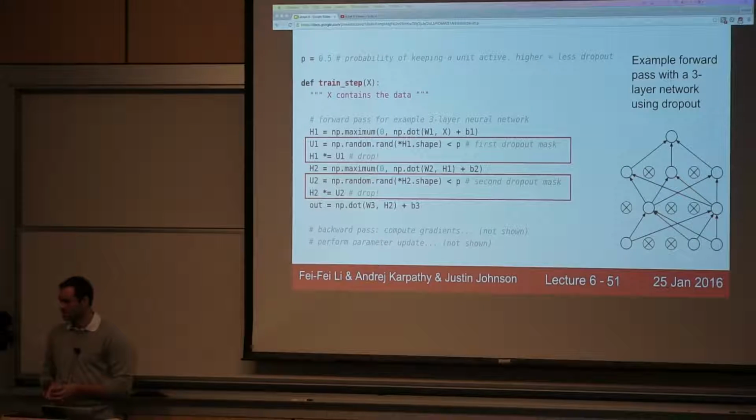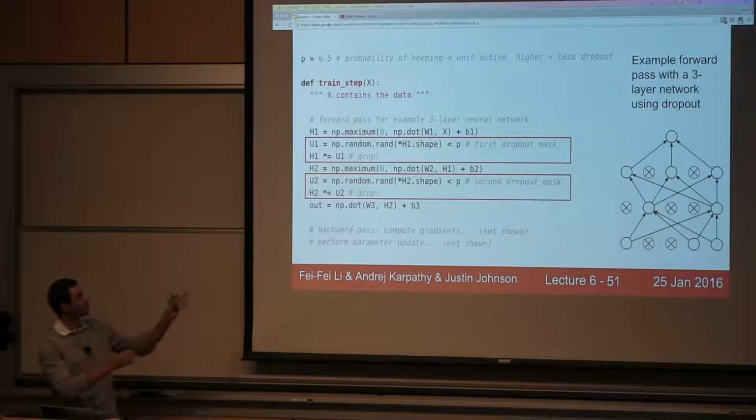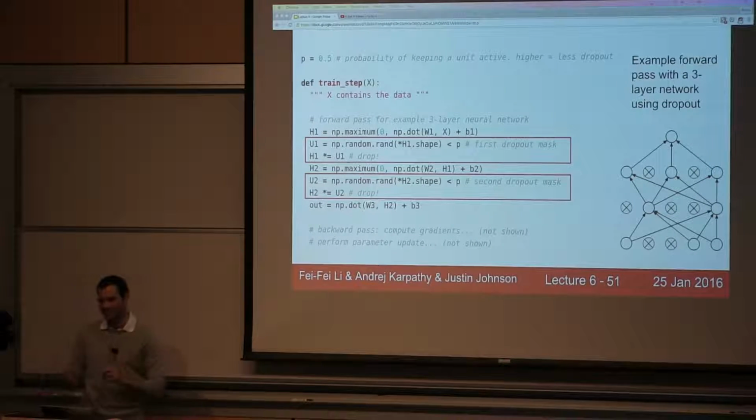But is there a potential algorithm to precisely choose the good ones? Oh, I see. So your question is, can we somehow cleverly choose the binary mask in a way that best optimizes the model? Not really. I don't think that's done, or anyone has looked into it too much.